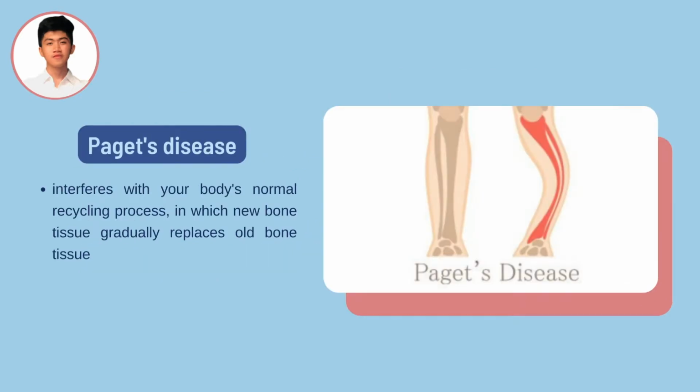Paget's disease. This is a disease of bone that interferes with your body's normal recycling process, in which new bone tissue gradually replaces old bone tissue. Over time, bones can become fragile and misshapen. The pelvis, skull, spine, and legs are most commonly affected.